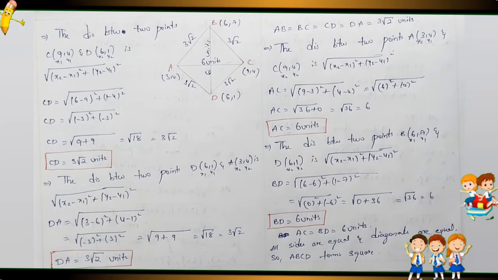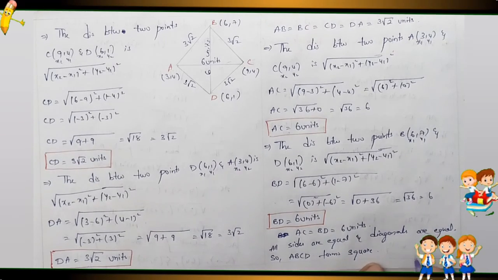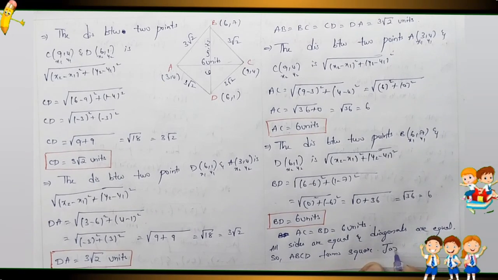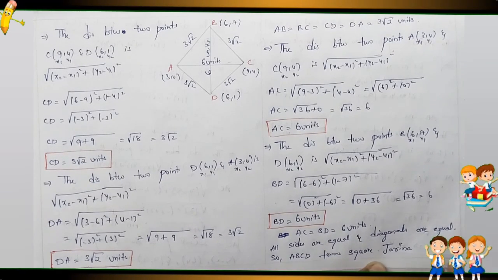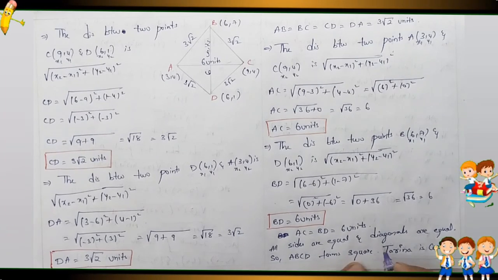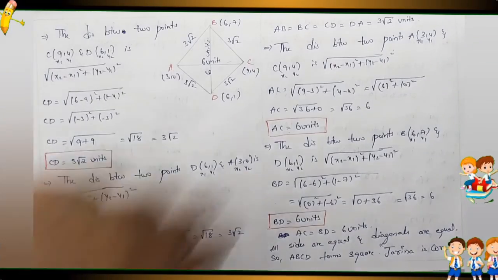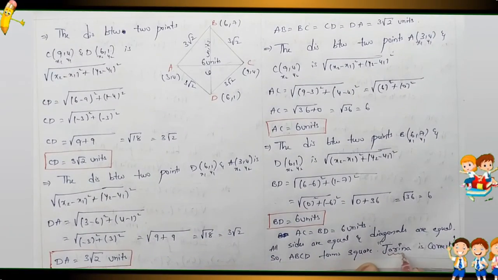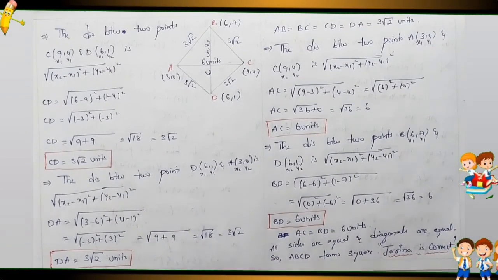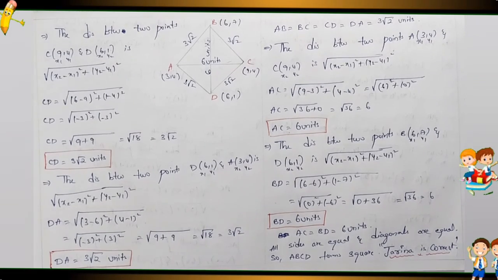So what is the question asking finally? Who is correct? So therefore you can write Jarina is correct. So this is the answer. Okay, Jarina is the correct answer. So this is the 5th problem.